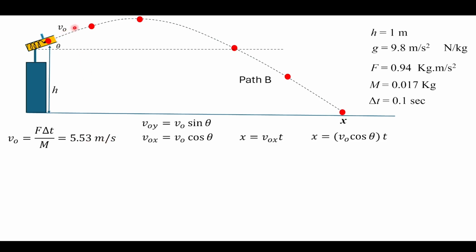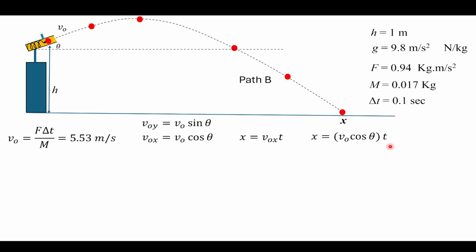But part of this velocity will allow the ball to travel in the horizontal direction with the speed v0 cosine theta. And part of this velocity will allow the ball to travel upward with the speed v0 sine theta. Now the distance it will travel equals this velocity, v0 cosine theta, multiplied by time. Now the challenge is to find t: how long this ball will stay in air before it collides with ground.